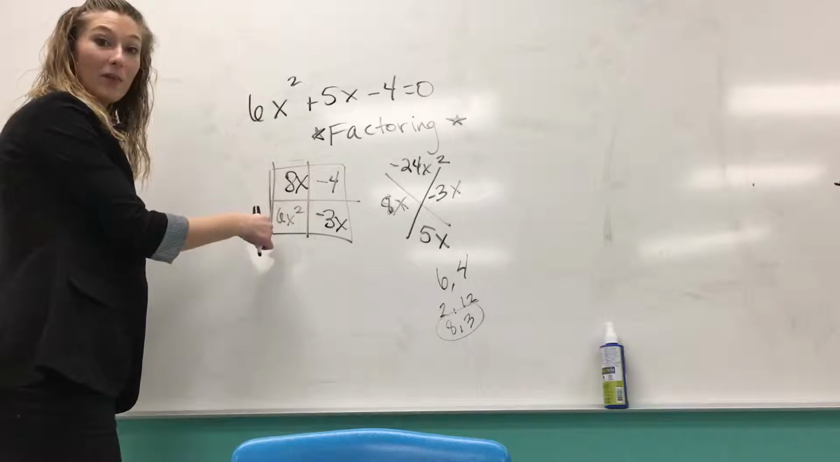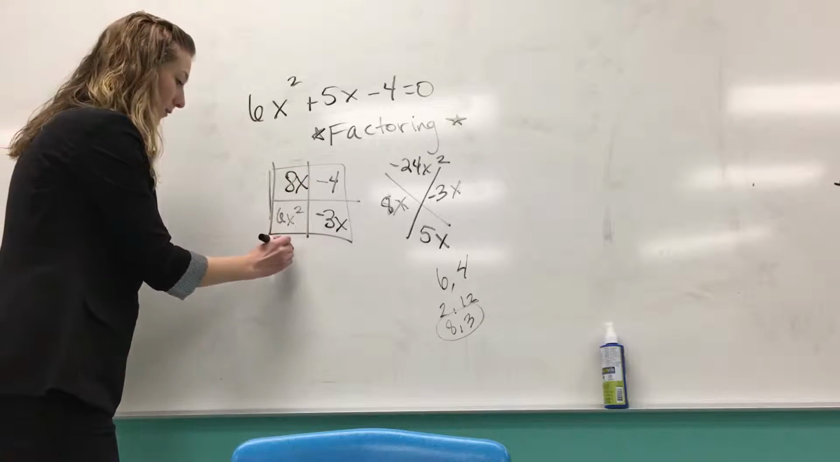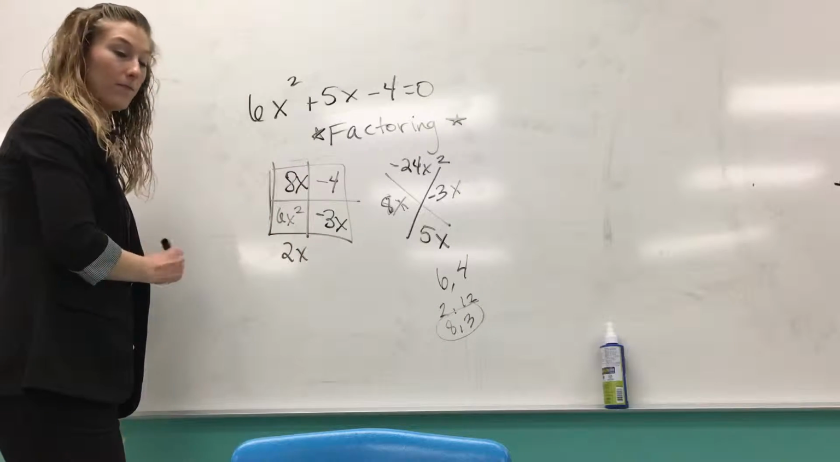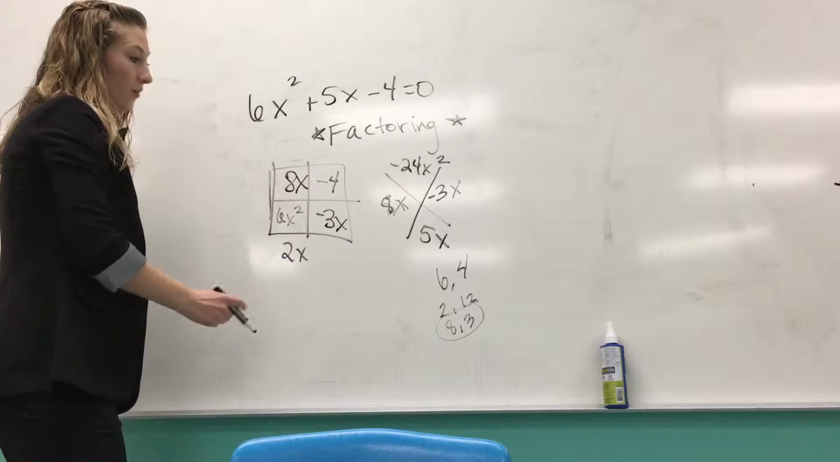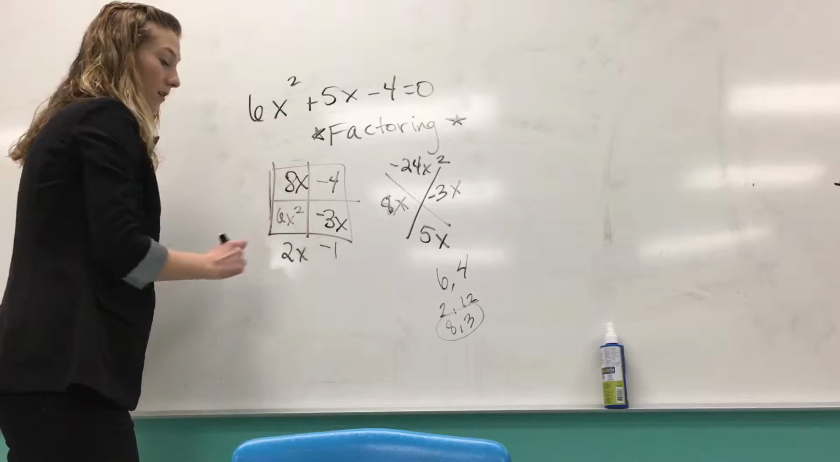Let's find what's in common. So 8 and 6, you can divide them both by a 2, and they both have an x. So I'm going to put a 2x down here. This next column, they don't really seem to have anything, except they both do have negative numbers. So I'm going to put a negative 1 down here.